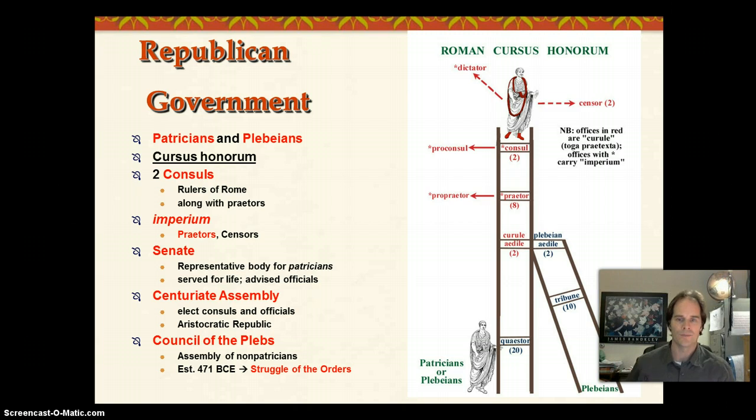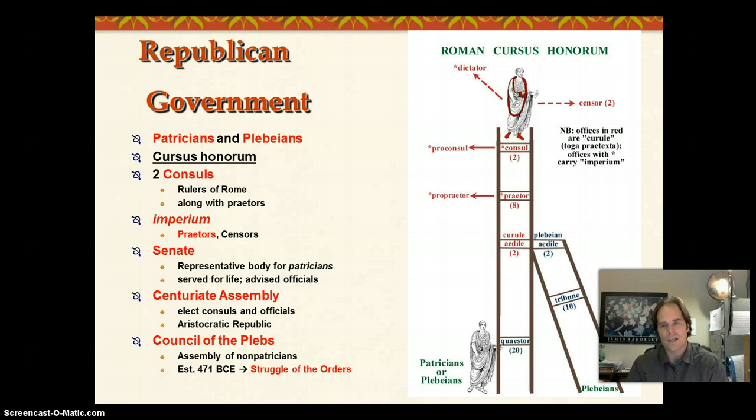And the cursus honorum is this idea, this ideal path that any young Roman male would aspire to follow, and this would be their path into opportunity within the Roman Republic. And it involves a number of different offices, and we're looking at institutions that were at the heart of the success of the Roman Republic.